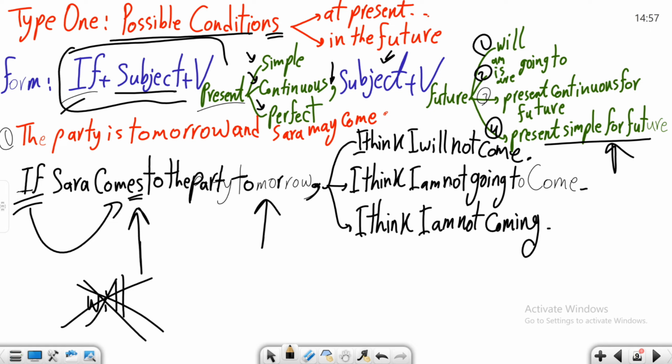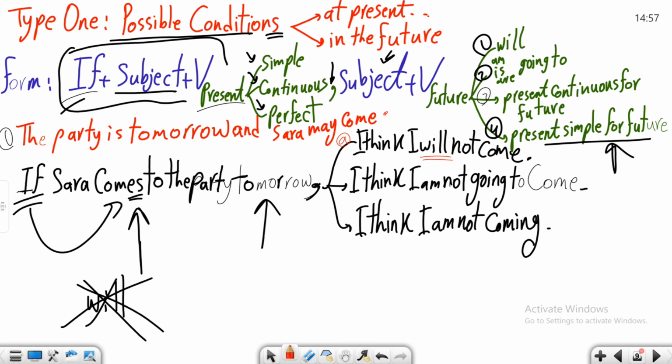Now we continue. If Sarah comes to the party tomorrow, I think I will not come. So if I say, if Sarah comes to the party tomorrow, I will not come, here I am telling my friend that maybe I too will not come. I am not 100% sure. And I would like to remind you that we use will when we are not sure of the action in the future, or we take the decision at the moment of speaking, on the spur of the moment, or we call it a spontaneous decision.